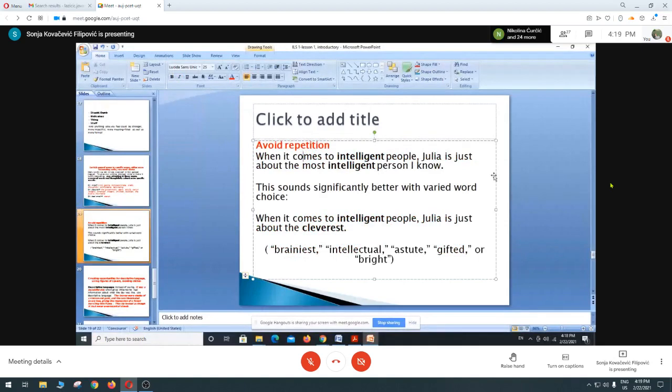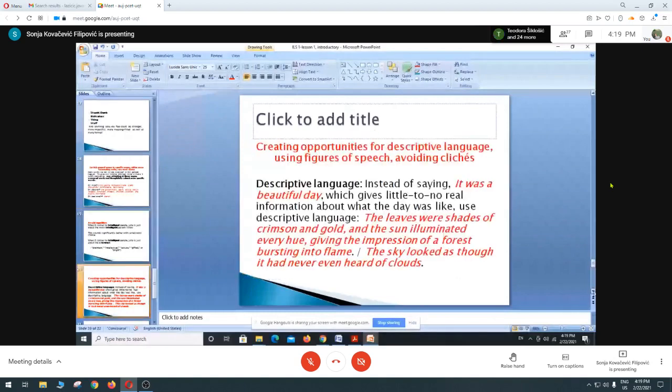Intelligent people, use a synonym. When it comes to intelligent people, Julia is just about the cleverest, the brainiest, the most intellectual, astute, gifted, bright. You should create opportunities for descriptive language using figures of speech and avoiding cliches. So avoid cliches.